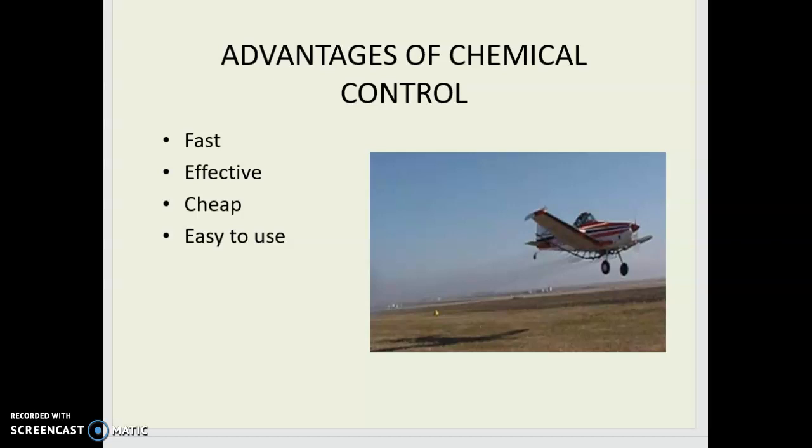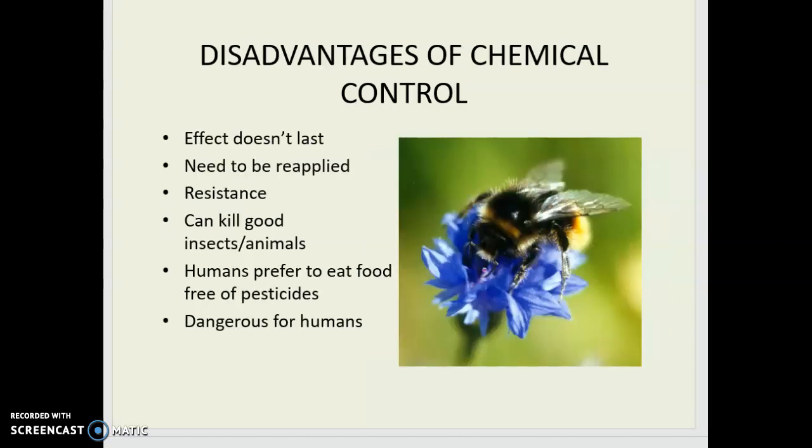The disadvantage is obviously people don't like the idea of pesticides being on their food. Sometimes it can be dangerous. It can kill good animals like the honeybee. There are neonicotinoids, which have been banned in Europe now because they're killing off the bees. But it needs to be reapplied, and it can lead to resistance as well. So pests become resistant to it, so then we end up with super ones, so we have to use more of the stuff.